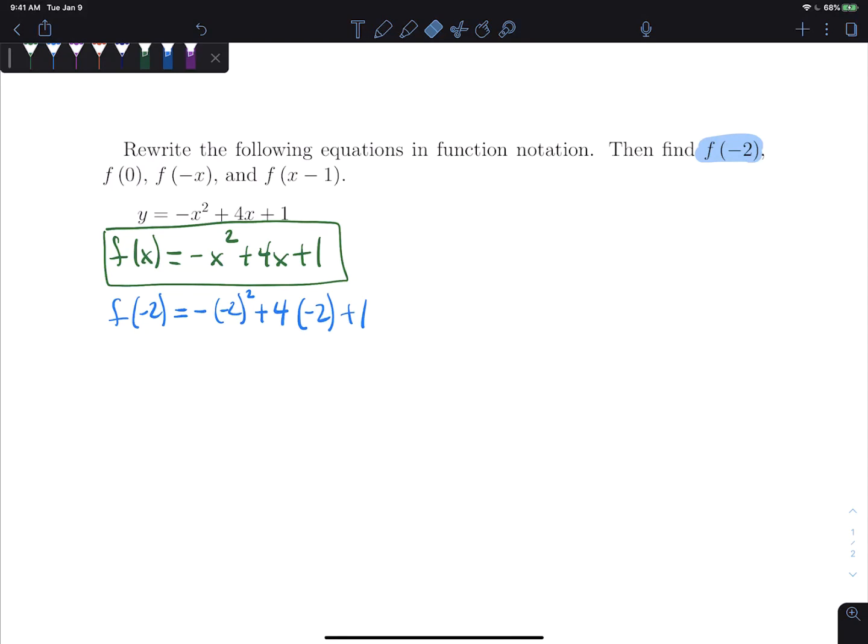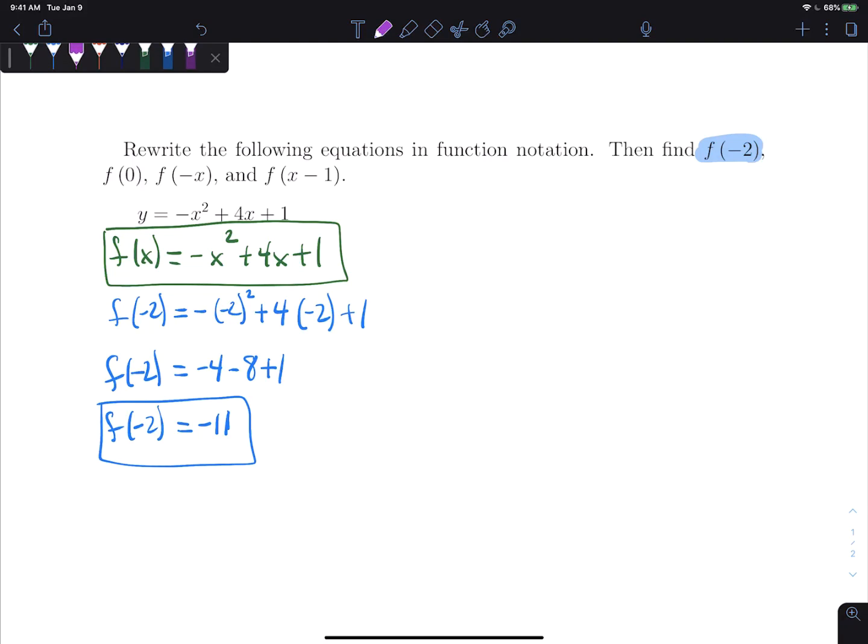And then just simplify the right-hand side. The left-hand side will say f of negative 2. The right-hand side, notice we need to square first. So negative 2 squared is positive 4, but we still have the negative out front that we haven't done anything with, and that gives us negative 4. And then plus 4 times negative 2 is negative 8. So we have minus 8 and then plus 1. And notice negative 4 minus 8 is negative 12. Negative 12 plus 1 is negative 11. So that gives me f of negative 2 is equal to negative 11. Excellent.